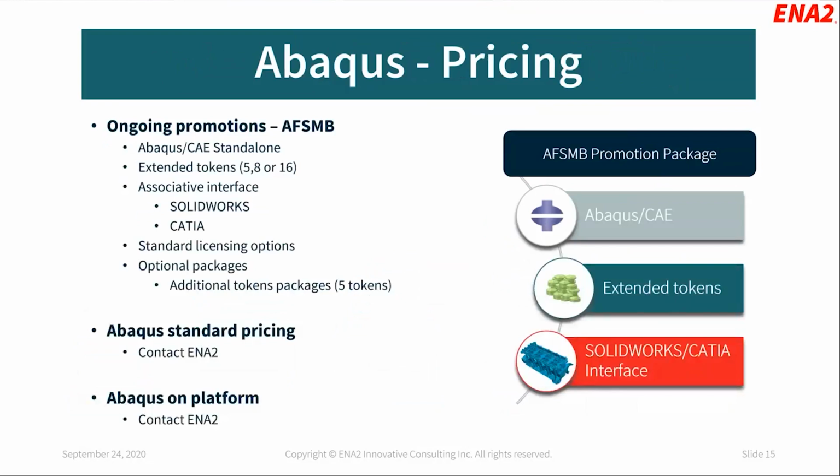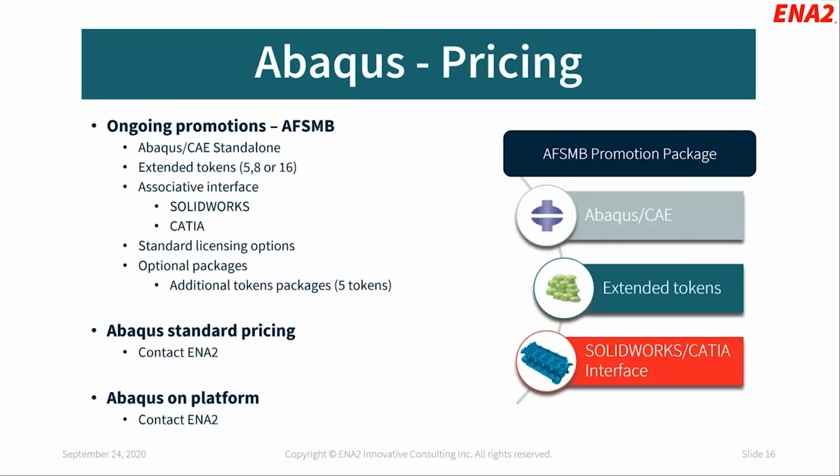And lastly, to touch base a little bit about the different offers we have available with Abaqus, we have a lot of promotions going on right now. One of the most common promotions is the AFSMB, what we call Abaqus for small, medium businesses. And it comes with 3 different elements. The first one being access to Abaqus CAE, but in addition to that, you also get access to the graphical user interface of the other products in the Power of Portfolio. You can request orders for 5, 8, or 16 tokens, depending upon how you plan on using the products and the kind of simulations that you want to run. And we also provide associative interface options for SolidWorks or CATIA based on the needs and requirements of the user.